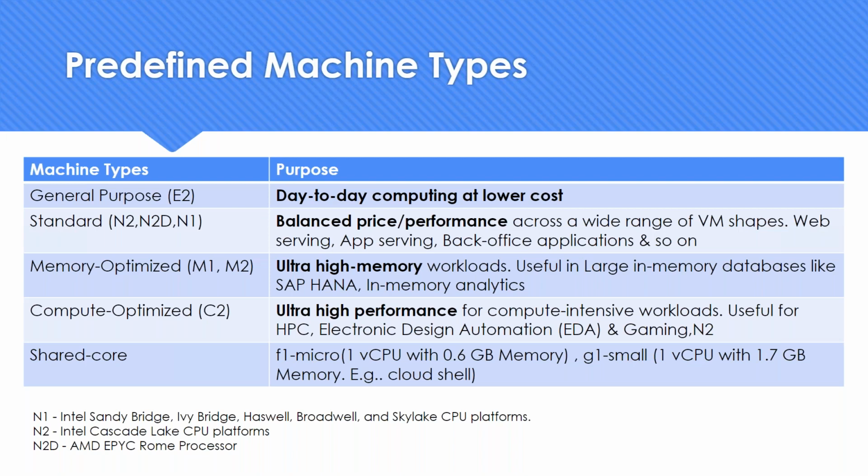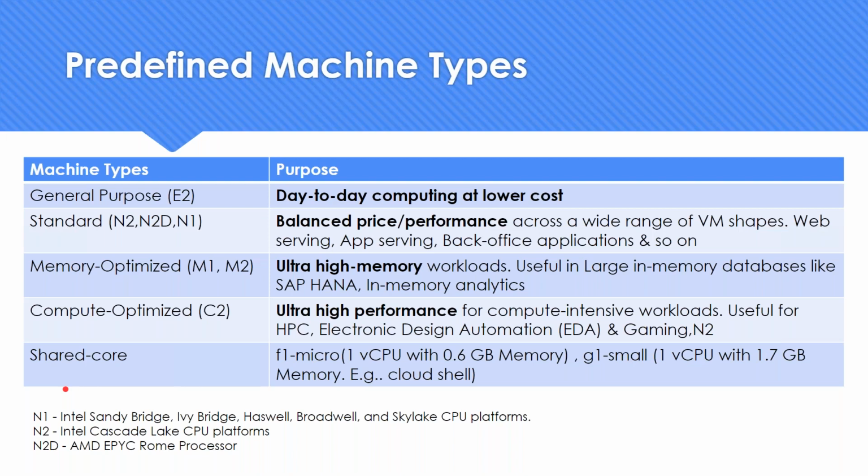There's one question on in-memory operations. Yeah, that's also possible. If it's a normal database, that's fine. If it's SAP HANA, it's basically called an in-memory database, so you need to have a good amount of memory there. That's where memory optimized comes into the picture. If it's more CPU intensive, you go for compute optimized machine types.